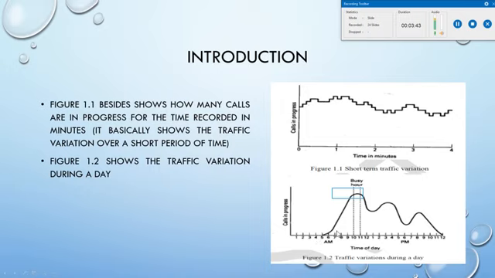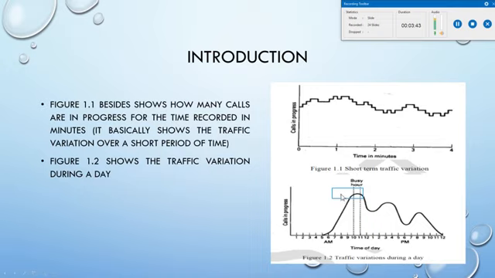In the example shown in figure 1.2, we can see that from 12 night to 5 in the morning, there are no calls at all, or the number of calls is too low. This is a natural process. Then, as the day progresses, there is a peak time at several points: one at this point, one at this point, and one at the other point. This is the variation present in the calls in progress during a given day.